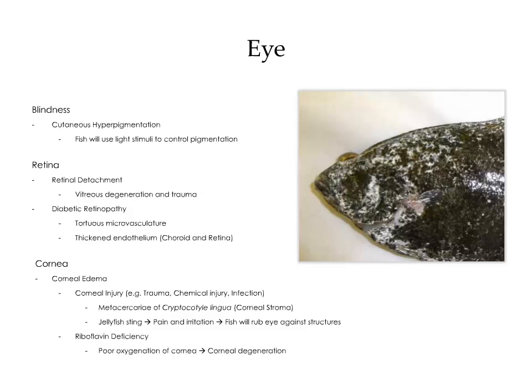Corneal lesions are fairly obvious on gross examination. Corneal edema can result from corneal injury. Potential causes include trauma, chemical injury, and infection. The metacercaria of Cryptocotyle lingua reside within the corneal stroma, causing corneal edema. Jellyfish stings can cause so much pain and irritation that the fish will rub its eye against various structures, causing additional damage. Riboflavin deficiency can be associated with reduced oxygenation of the corneal stroma, resulting in corneal degeneration.